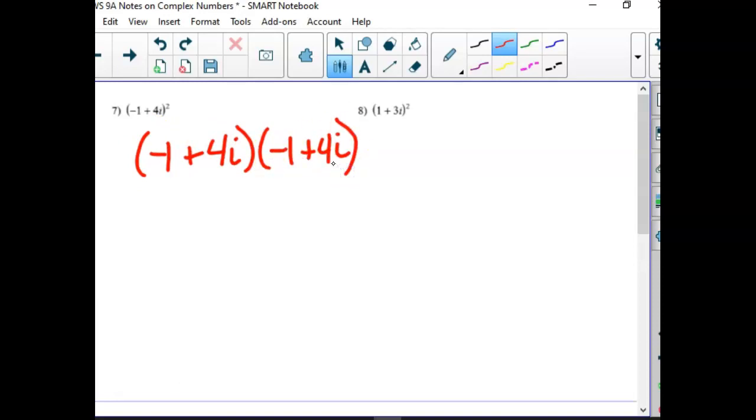Can you guys try number 7 on your own? Negative 1 times negative 1, negative 1 times 4i, 4i times negative 1, 4i times 4i. Yes, that's a great question. Yes. Just like a variable, if you just see an i, there is a 1. It's a 1i. Great question, Bella.